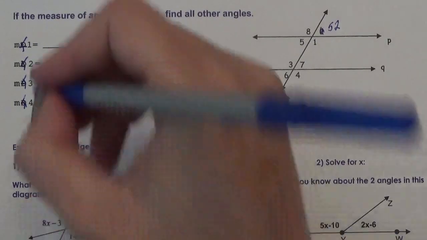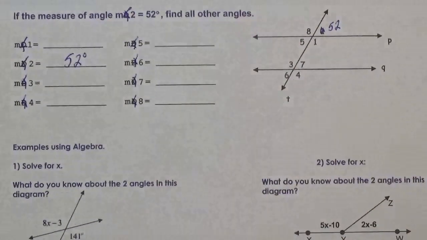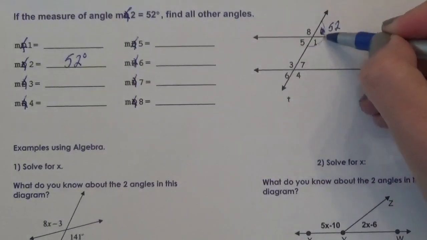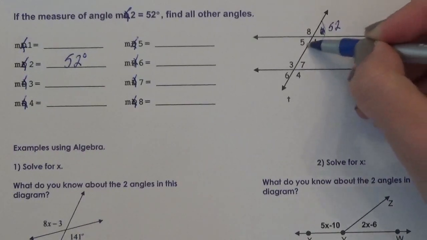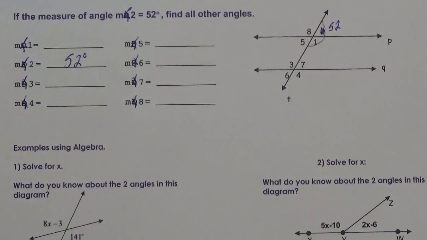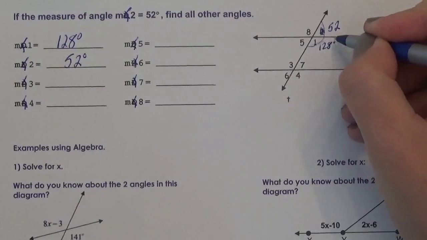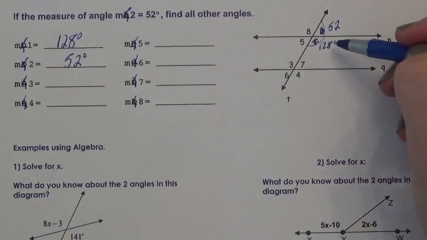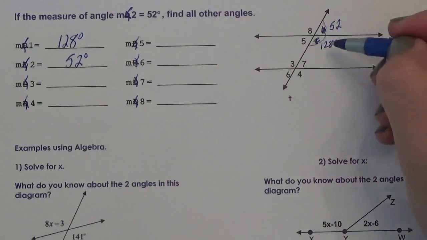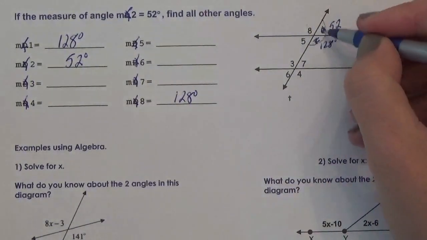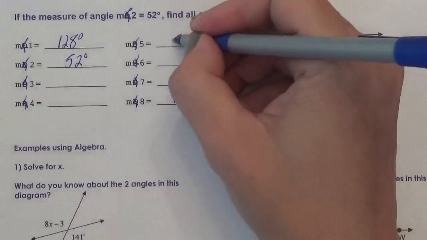Okay, so 2 is 52. All right, so angle 1 is right next to the 52. I do this to see how that's 180, half a circle. So I'm going to figure out 180 minus the 52, so that's 128. So 1 is 128, which now we can, I like using vertical angles a lot. Right across is the same. So 8 is 128, and then 5 is 52, right across.